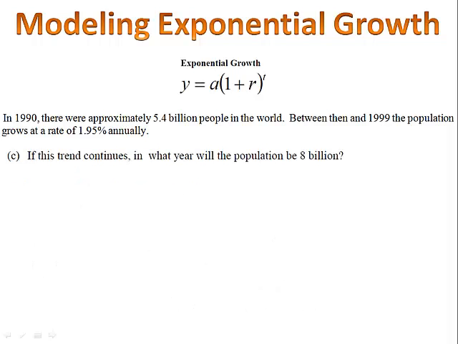The final question that's asked is, if this trend continues, in what year will the population be 8 billion? Well, this is a little strange because we don't know the number of years, but we know the ending amount. We know that y, the amount we have at the end, is going to be 8 billion. We know that a, the initial amount, is 5.4. We know that r, the rate of growth, is 1.95%, so 0.0195.